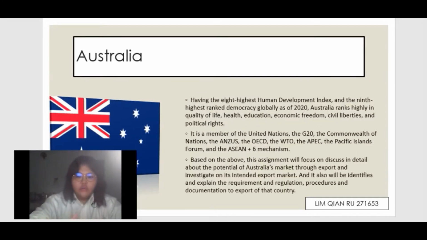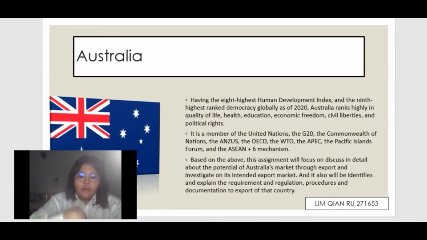Besides, Australia also has the third largest human development index and the ninth highest ranking democracy globally as of 2020. Australia ranks highly in quality of life, health, education, economic freedom, civil liberty, and political rights. Besides, Australia also joined a lot of intergovernmental organizations such as the United Nations, the G20, the Commonwealth of Nations, ASEAN, the OECD, WHO, and so on.